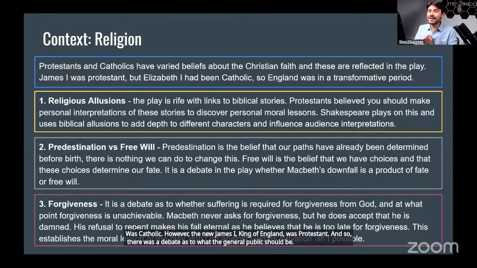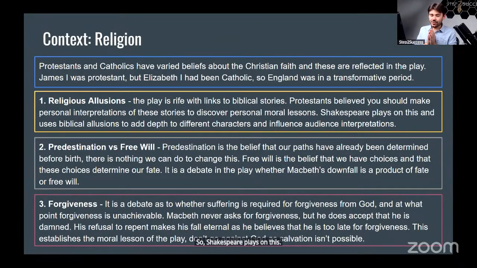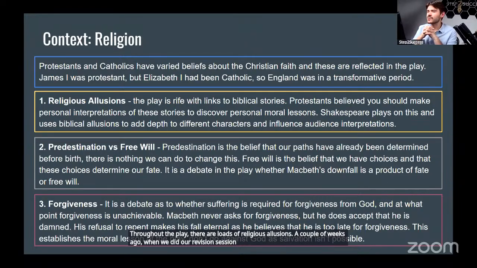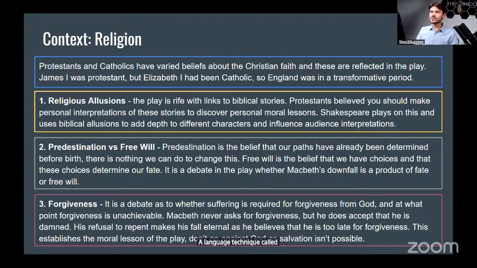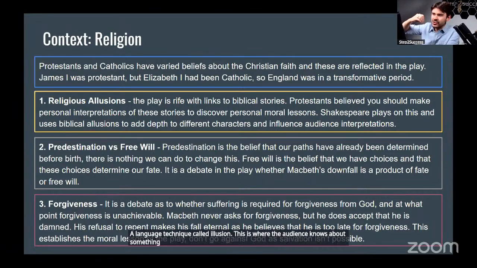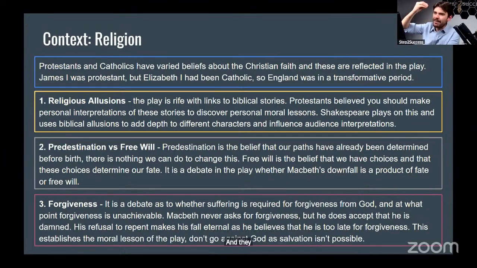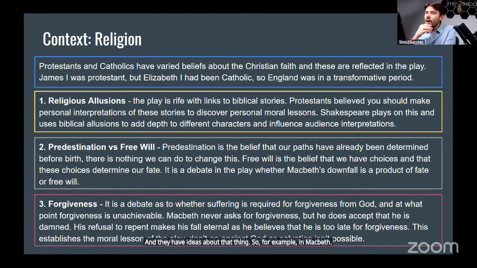So Shakespeare plays on this in three different ways. Throughout the play, there are loads of religious allusions. A couple of weeks ago, when we did our revision session on English language, do you remember doing a language technique called allusion? This is where the audience knows about something that is mentioned, and they have ideas about that thing. So, for example, in Macbeth, you get loads of allusions to biblical stories.